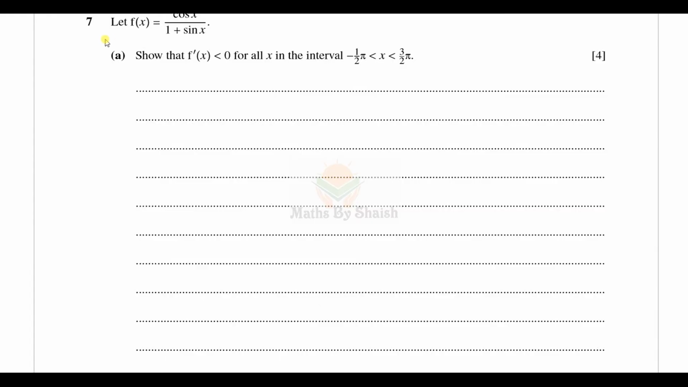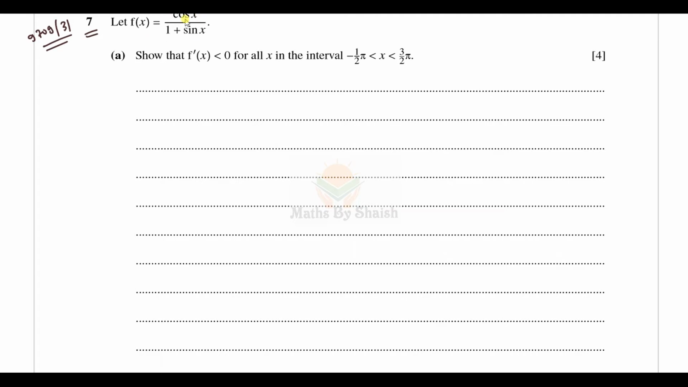Everyone. So let's discuss the last three questions of May June 970931 paper. I have done the previous questions in the last two videos, so this is in continuation of that. Here's question number 7.